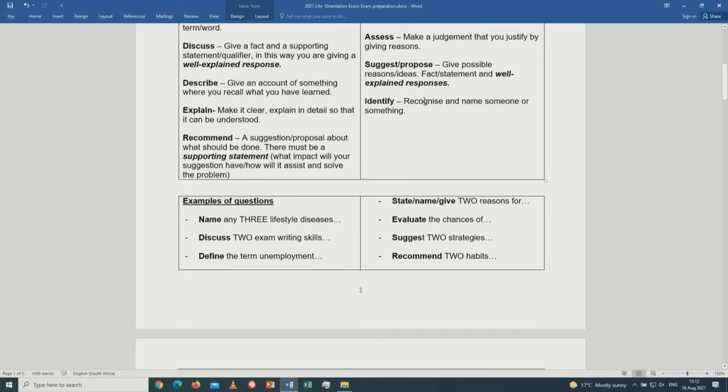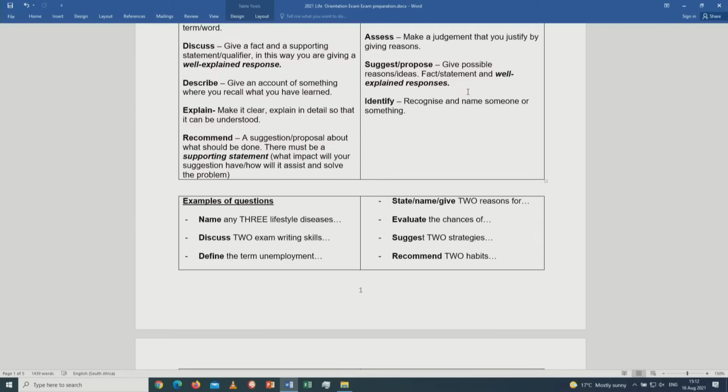Suggest or propose, almost like you are recommending. You give possible reasons or ideas or solutions. And again there, like I said, you must give a fact or a statement which you also qualify for the second mark of the question.